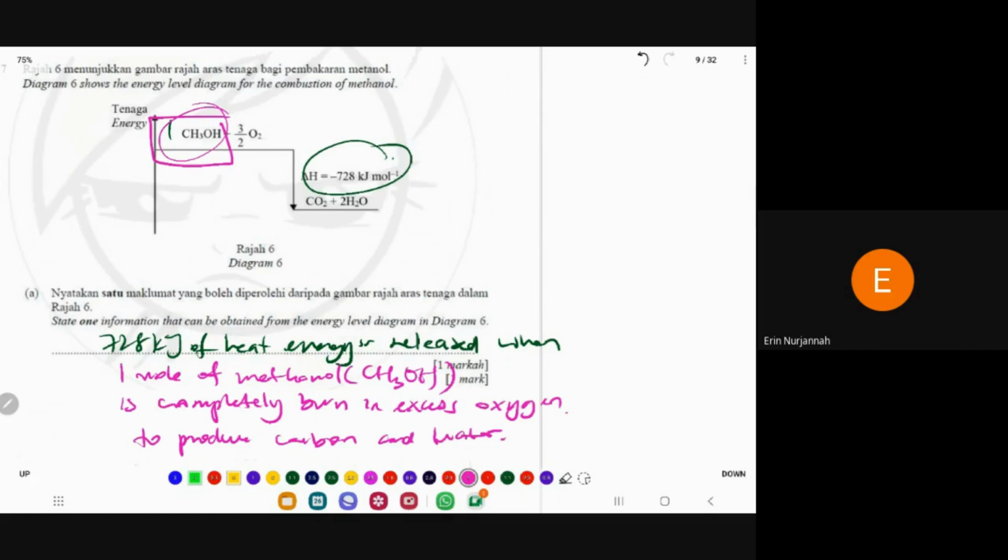Burn in excess of oxygen. If it's a heat of precipitation, it's when 1 mole of precipitate is formed. Heat of neutralization, when 1 mole of water is formed. Heat of displacement, when 1 mole of metal is displaced from its aqueous salt solution. Refer back to your textbook, okay?